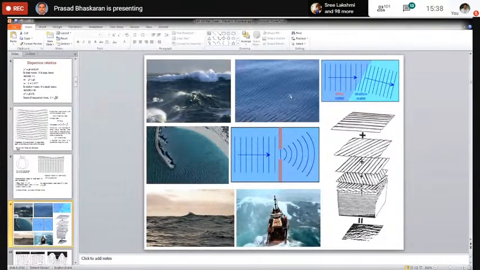And of course, what happens is the wave gets refracted and the direction of the wave changes. You can see the wave refraction here, how the deep water waves are basically refracting, and when they come into shallow water, they come normal to the coast.